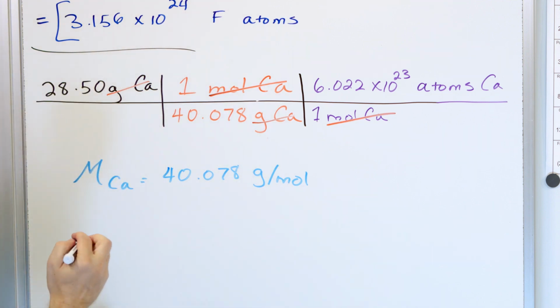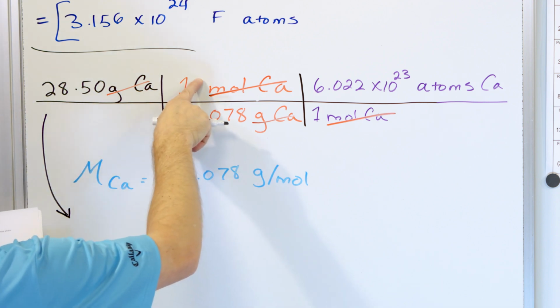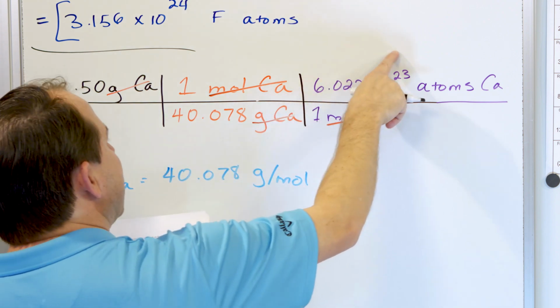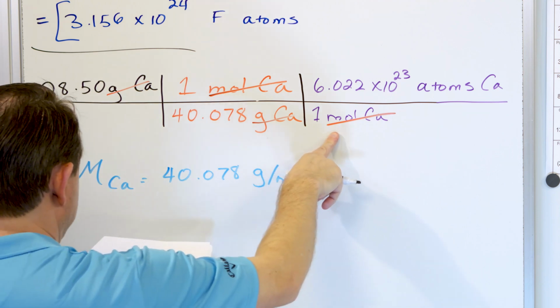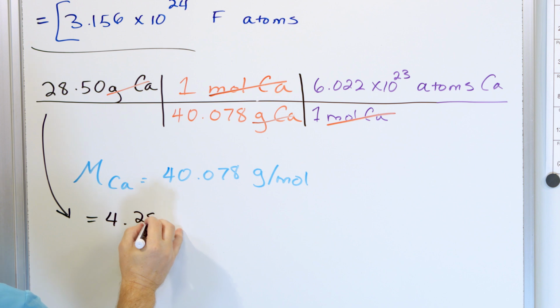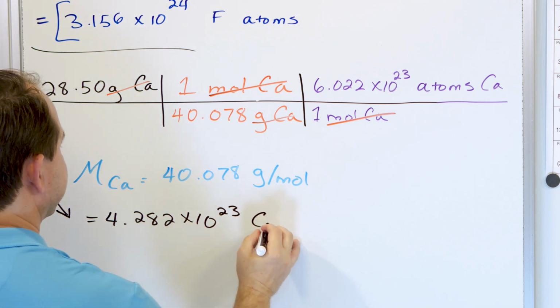All right, and so we come down here and finish the calculation and say 28.50. Then we multiply by 1, which does nothing. Then we divide by 40.078. Then we multiply by 6.022 times 10 to the 23rd. Then we divide by 1, which doesn't do anything. And what do we get? We get 4.282 times 10 to the 23rd calcium atoms.